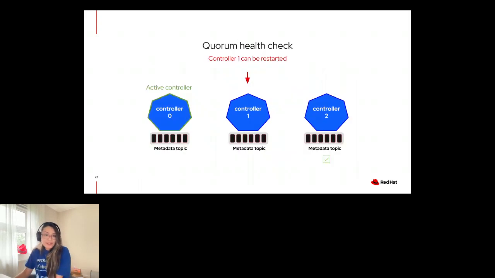So let's take an example again. Let's say I have 3 controller nodes and controller 0 is the active controller. If we were to restart controller 1, we need to make sure controller 2 is up to date with the metadata topic. If it's fallen behind, then we won't be able to restart controller 1. If we were to restart active controller 0, then we need to make sure both controller 1 and 2 are up to date with the metadata topic. If any one of them has fallen behind, then we won't be able to restart the active controller.